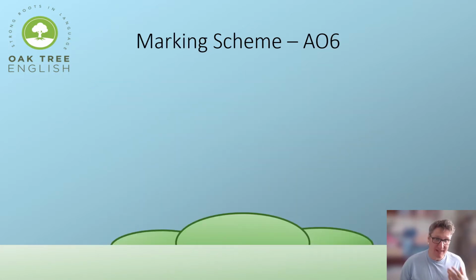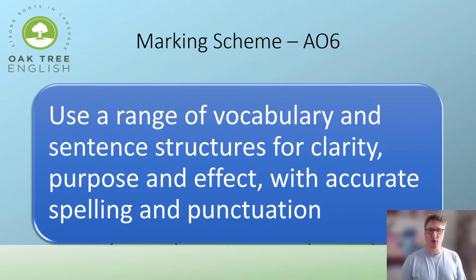It's measured against the marking scheme AO6. Let's go. Hang on, I shouldn't do that, should I? I'll get done for copyright or something. Okay. And this says, use a range of vocabulary and sentence structures for clarity, purpose and effect with accurate spelling and punctuation. And there's pretty much nothing anywhere in the universe that tells us what that means. We need something to break that down. So that's what this video is going to try and do. We're going to try and break that down.